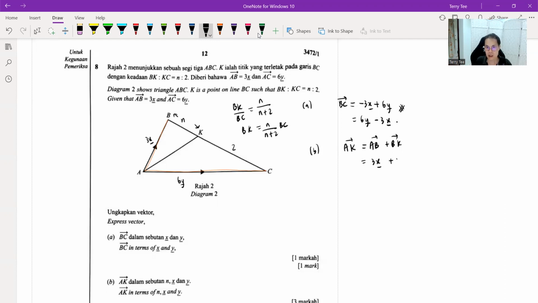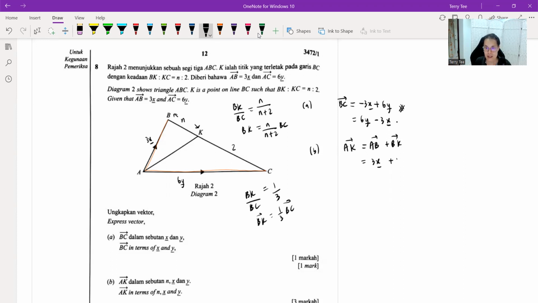For example, your n can be 1. So your BK is 1, right? Your BC should be 3. 1 plus 2, 3. Yeah? So you multiply over, BK is 1/3 of BC. But in this case, you have to leave your answer in terms of n.